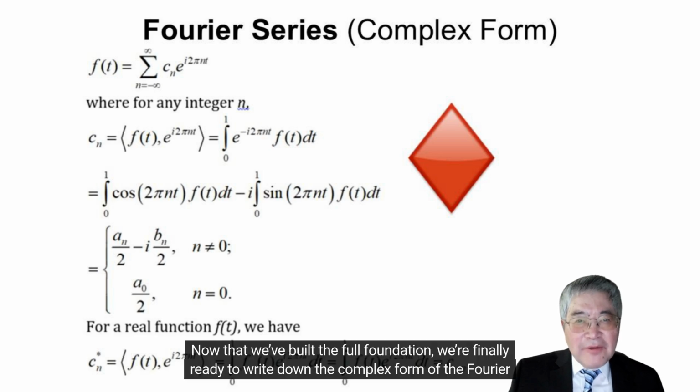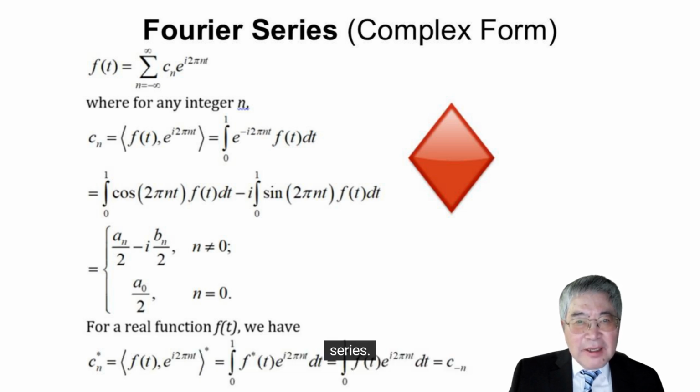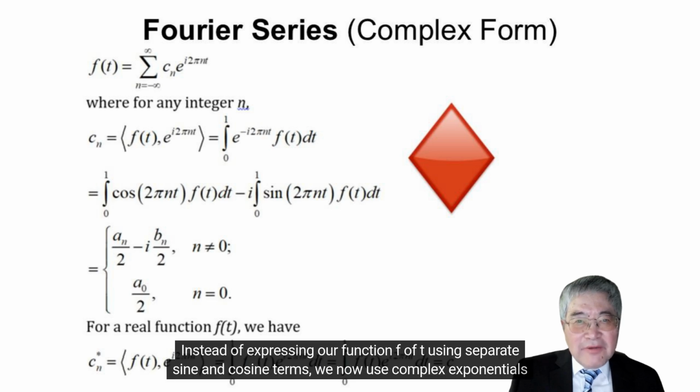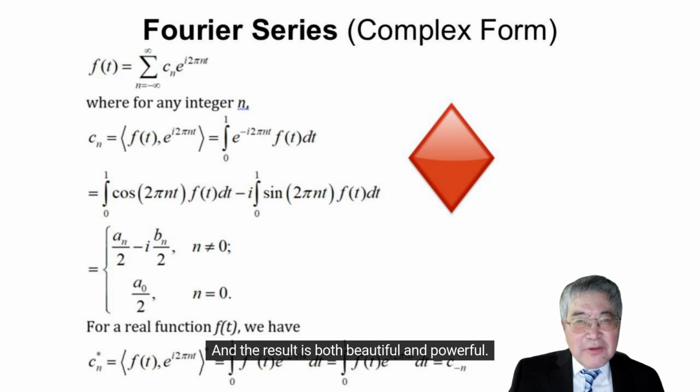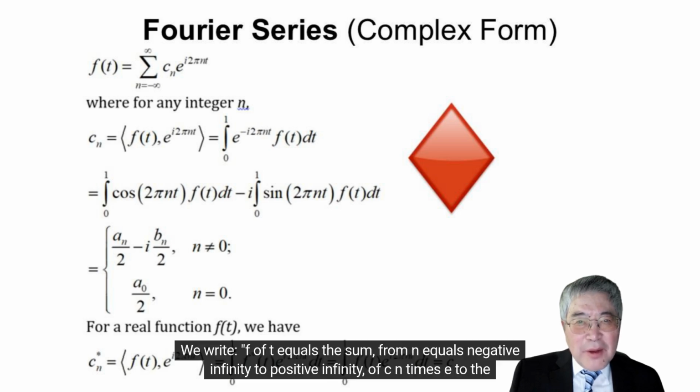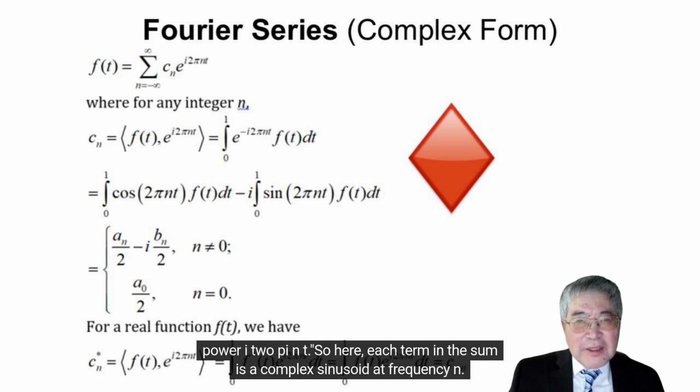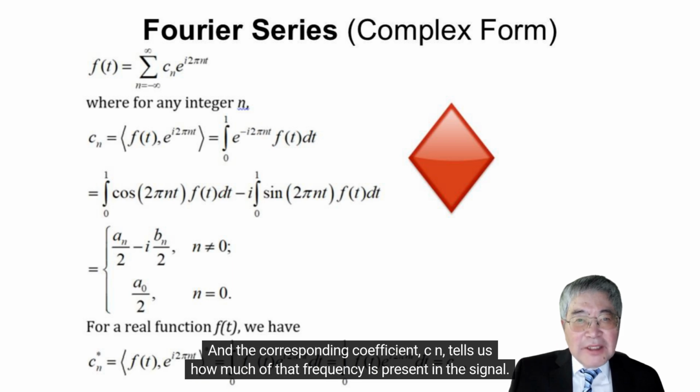Now that we've built the full foundation, we're finally ready to write down the complex form of the Fourier series. Instead of expressing our function f(t) using separate sine and cosine terms, we now use complex exponentials as the basis functions. And the result is both beautiful and powerful. We write f(t) equals the sum from n equals negative infinity to positive infinity of c_n times e to the power i2πnt. So here, each term in the sum is a complex sinusoid at frequency n. And the corresponding coefficient c_n tells us how much of that frequency is present in the signal.